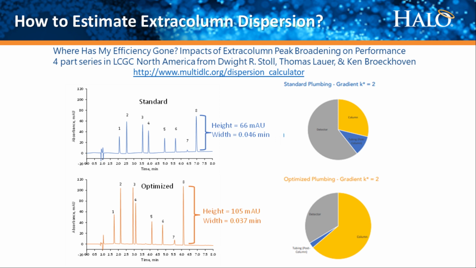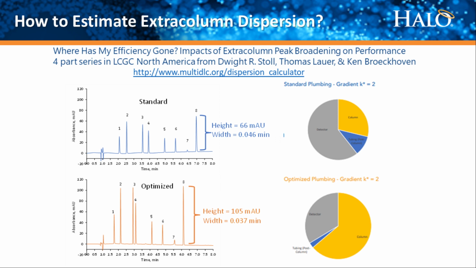There is a way to estimate extra column dispersion. There was a really nice series of articles in LCGC North America from Dwight Stoll, Thomas Lahr and Ken Brockhoven, and they had the link to their dispersion calculator here. So what you can do is put in all of your connecting tubing volumes and injection volume and your particle size and column dimensions. And what it will do is it'll actually calculate the dispersion for your system.